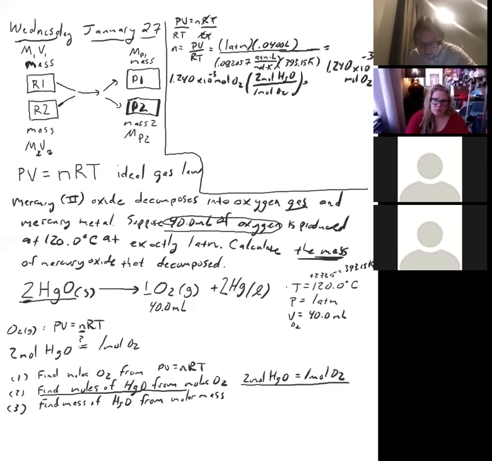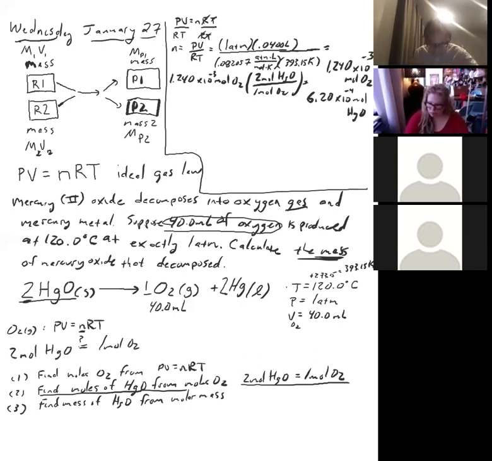So you get 6.20 times 10 to the minus 4 moles, but now this is HgO. Okay, so we're almost there. We've got the number of moles of HgO. The last step is just to figure out how much this HgO weighs.